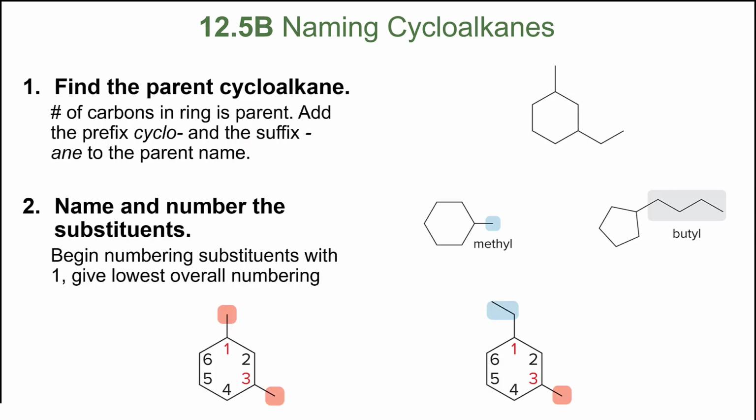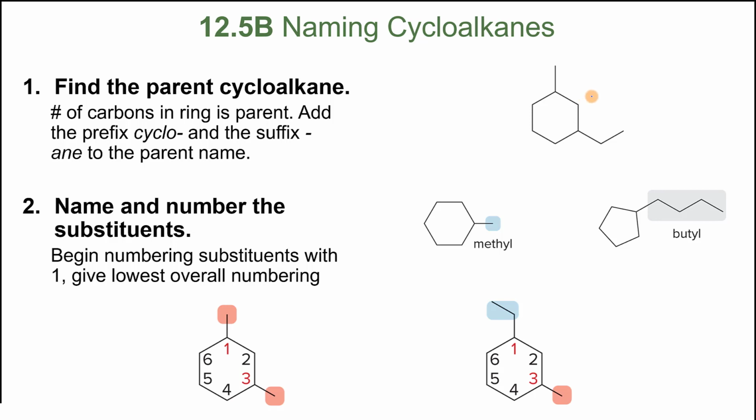When we're naming cycloalkanes, you're going to find the parent cycloalkane. The number of carbons in the ring is the parent. We add cyclo to it and then add the suffix ane to the parent name. We number the substituents beginning with 1, and it's going to have the lowest overall numbering. So for this ring, if I look at the bottom, I have 2 substituents at 1 and 3, so that's going to give it the lowest numbering. We wouldn't number it counterclockwise here because that wouldn't be the lowest overall numbering.